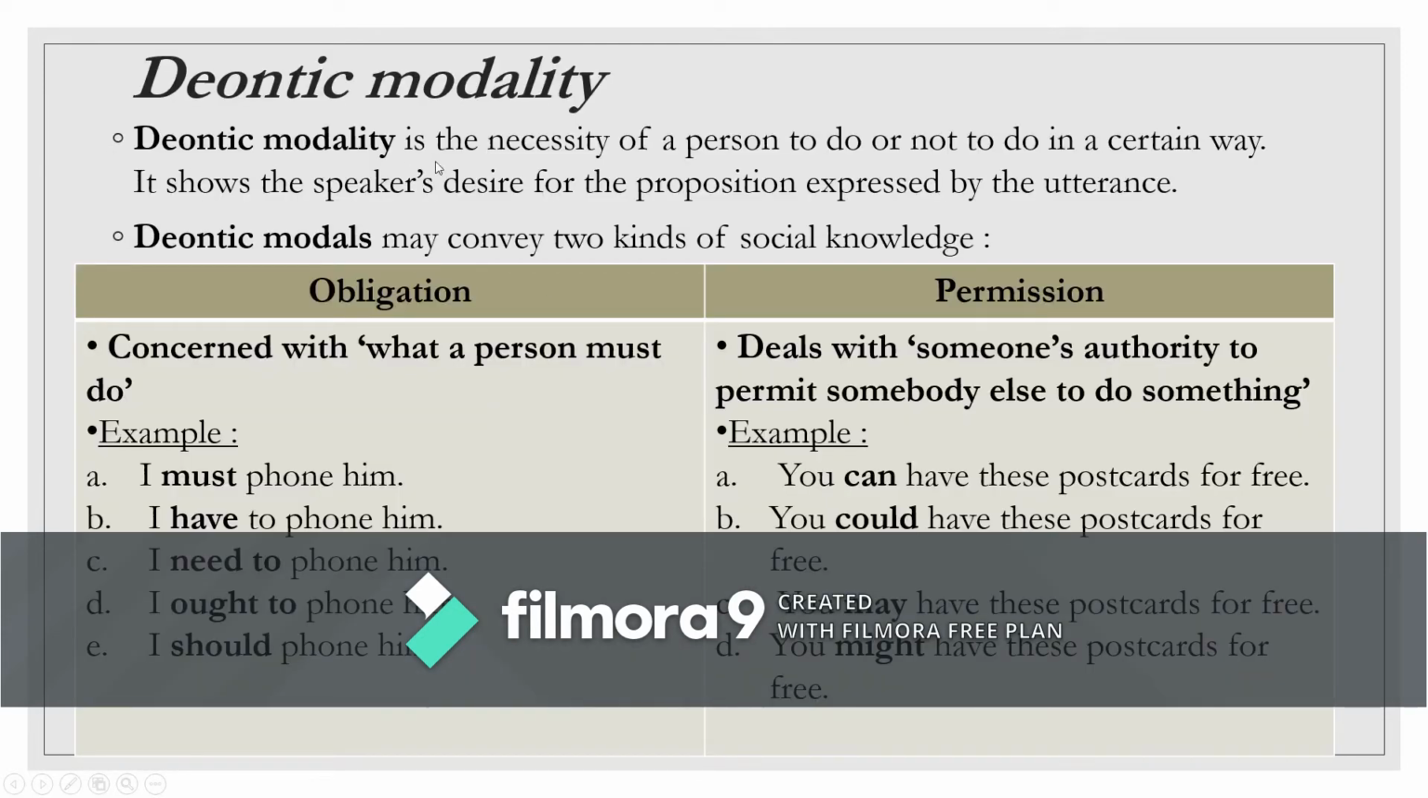Next, deontic modality is the necessity of a person to do or not to do something in a certain way. It shows the speaker's desire for the proposition expressed by the utterance. So basically, deontic modals may convey two kinds of social knowledge. There are obligation and permission. Obligation is concerned with what a person must do. For example, I must phone him. I have to phone him. I need to phone him. I ought to phone him. I should phone him.